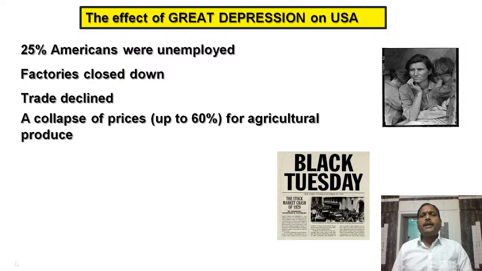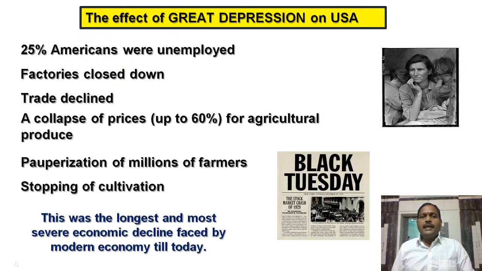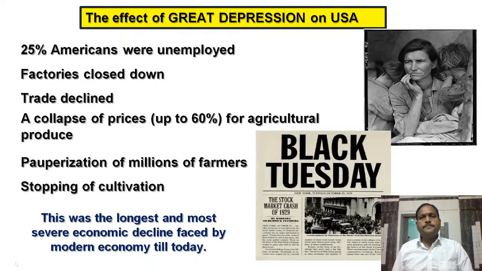Next, a collapse of the prices for agricultural products also. That means 60% of the prices were crashed down for agricultural products. So what will happen? Many farmers, that means millions of farmers, were pauperized and they stopped their cultivation and left their lands barren. This was the longest and most severe economic decline faced by the modern economy till today. Till today, it happened only once in history, so we call it the Great Depression.